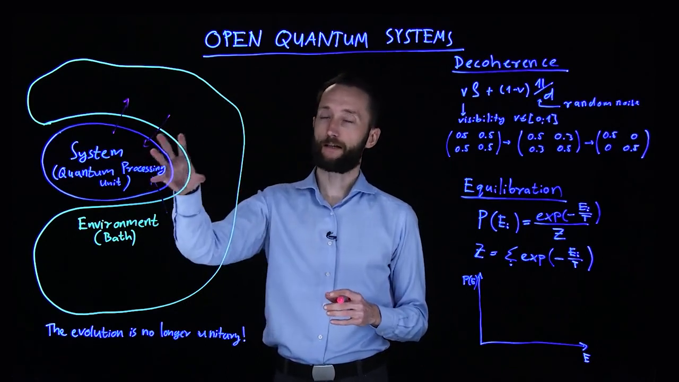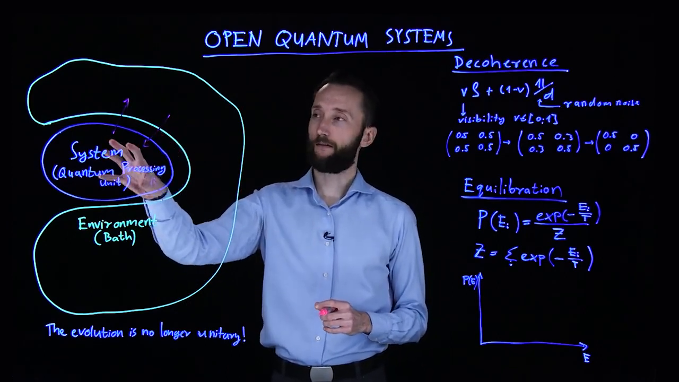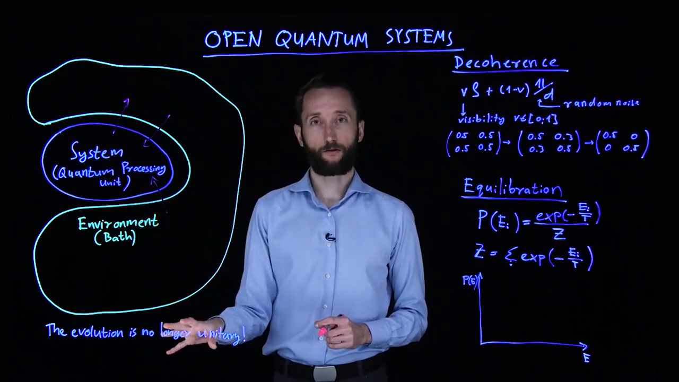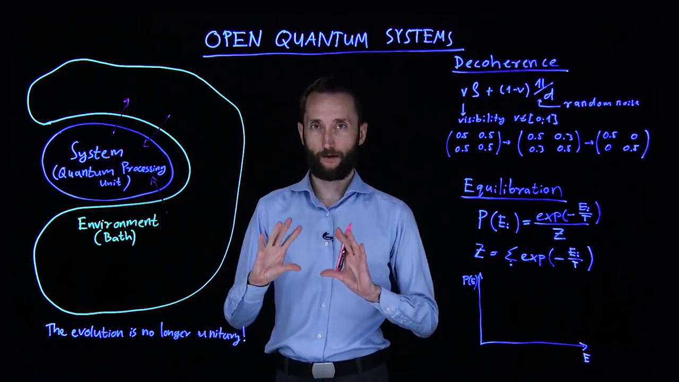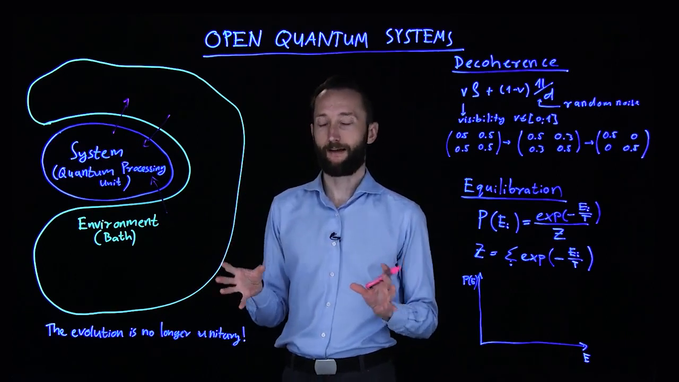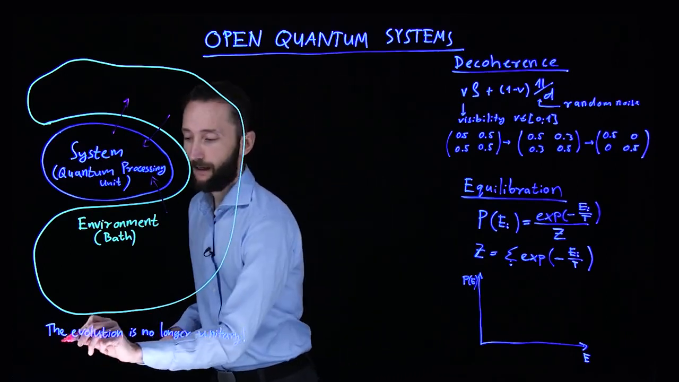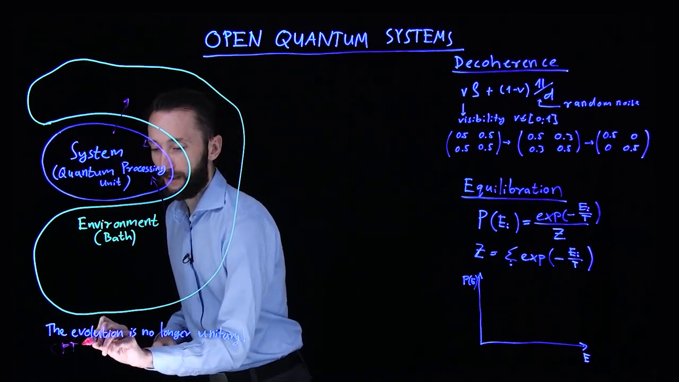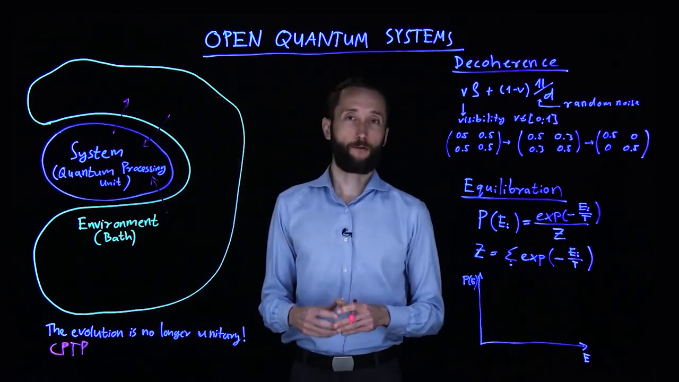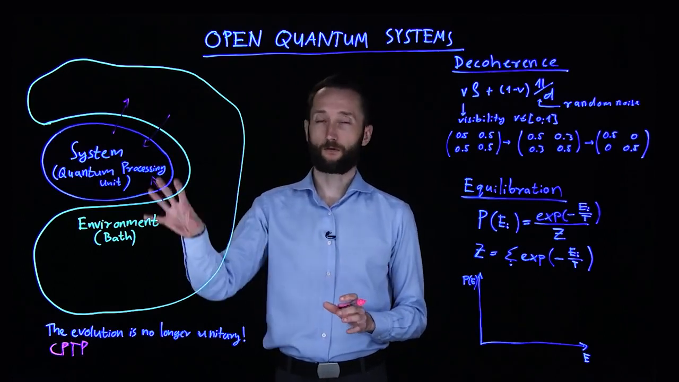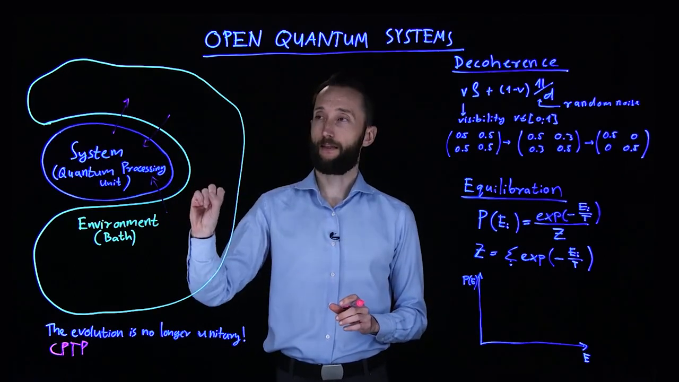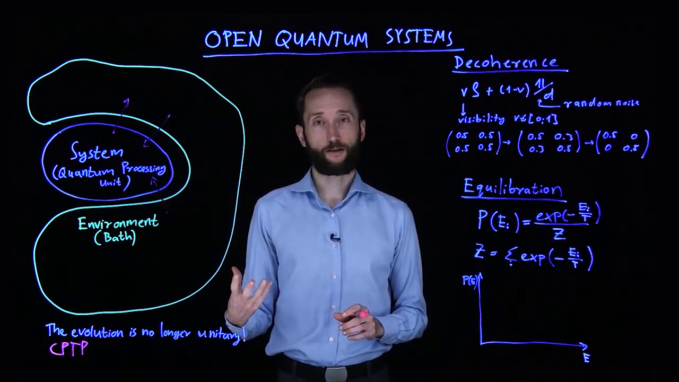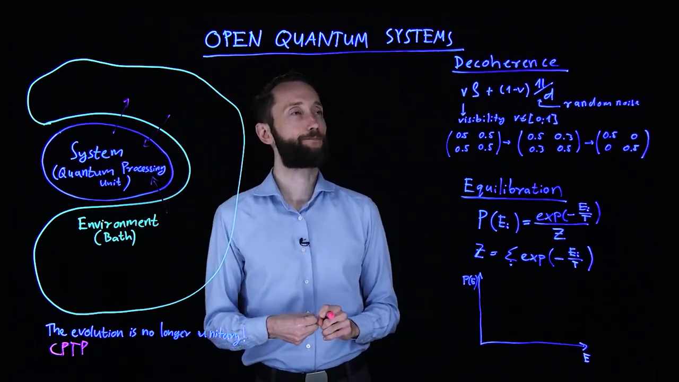And since this interaction happens, the system's own evolution is no longer described as a unitary operation. It's described by a very different mathematical object. Technically speaking, it's a CPTP map, which stands for completely positive trace-preserving map. But we are not going to work with this. We just have to keep this picture in mind, that you have a system interacting with an environment which destroys the unitary nature of the evolution.